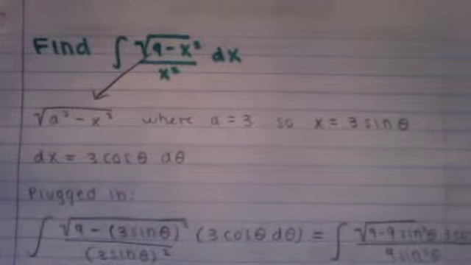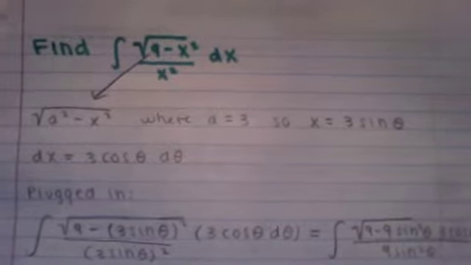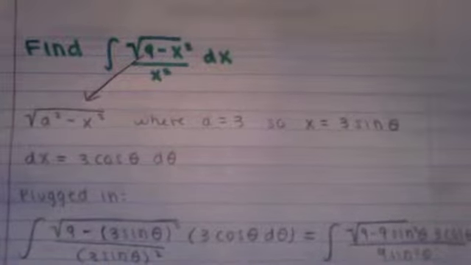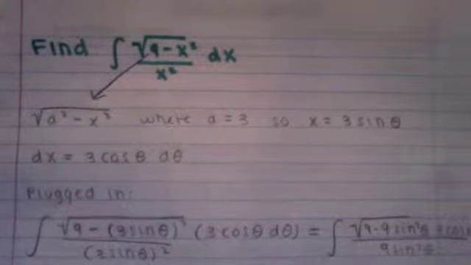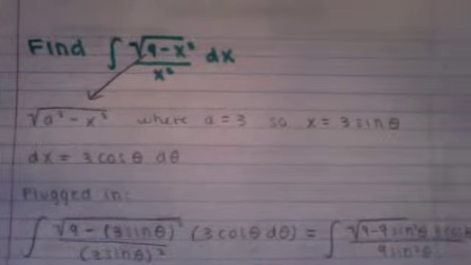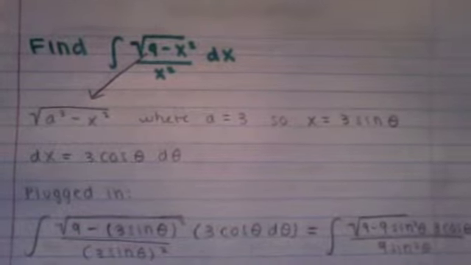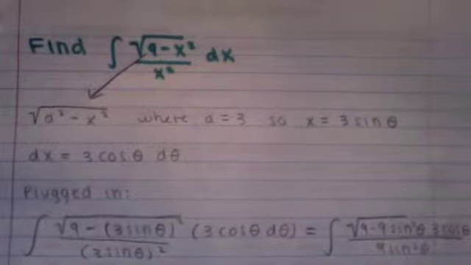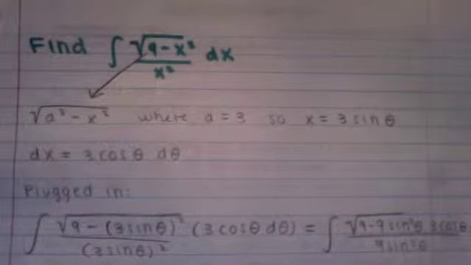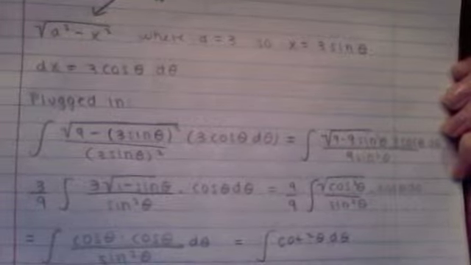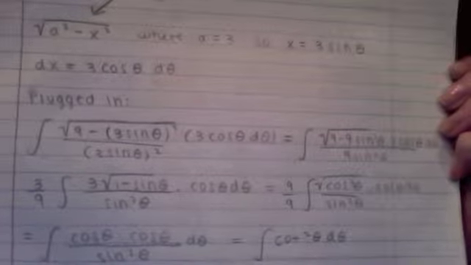So using the trig substitution and this formula that we just discovered, we can see that a equals 3 in this case, so that x equals 3 sine theta. And then we take the derivative like we would when we use u-substitution, and dx would equal 3 cos theta d theta. So you plug back in 3 sine theta for x and 3 cos theta d theta for dx, and you get this equation here.